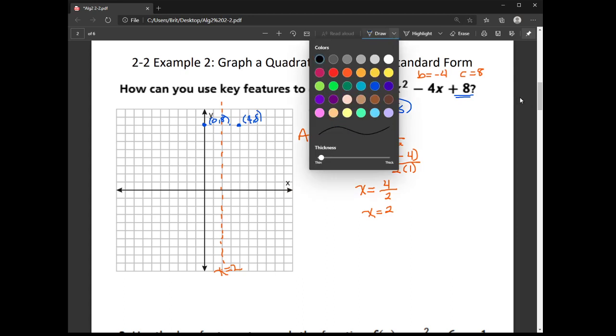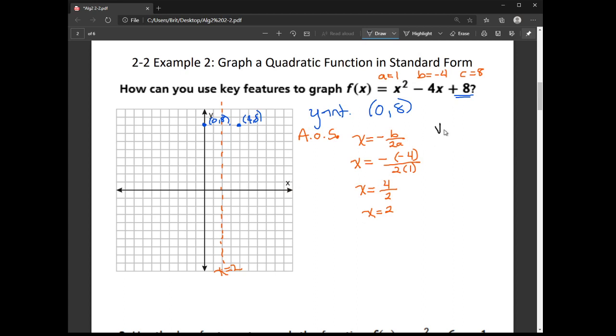Next up, I'm going to be looking for the vertex. Alright, I already know the x value of my vertex, that's 2. So to find the y value, I'm going to take that 2 and plug it into the function. Alright, so 2 squared is 4, minus 8 plus 8. So our y value here is at 4. So I can go up 4 on this axis of symmetry and get my vertex at 2, 4.